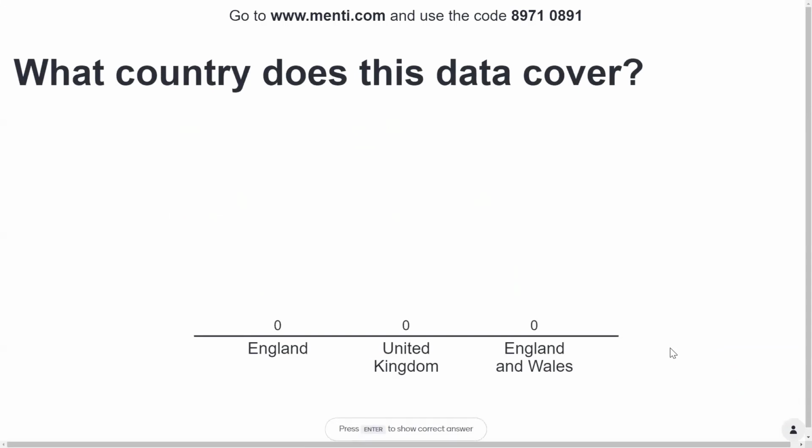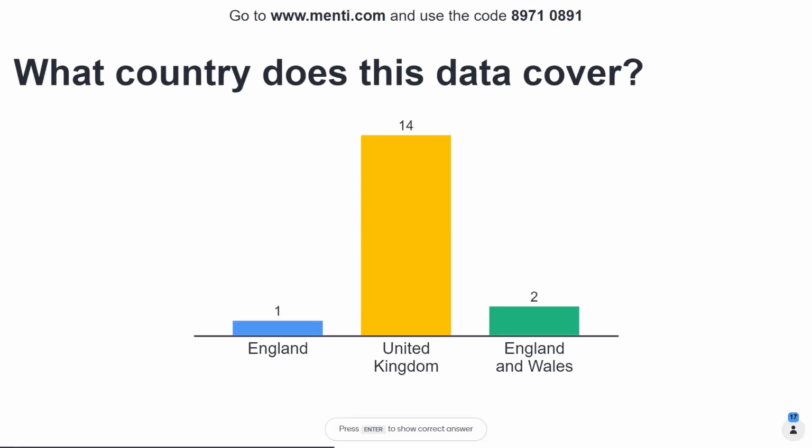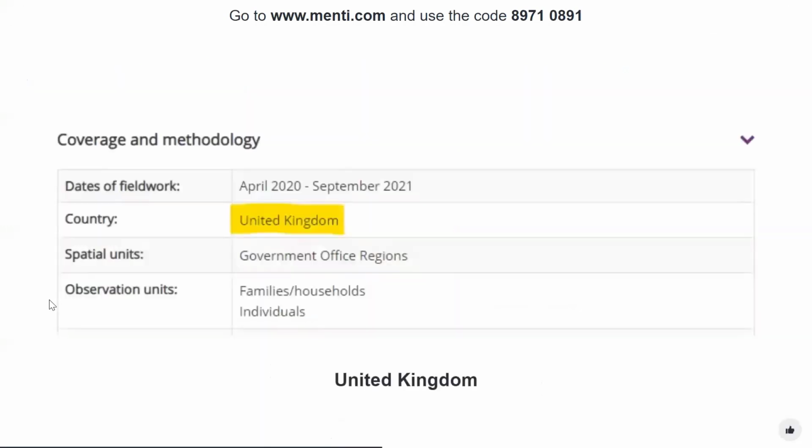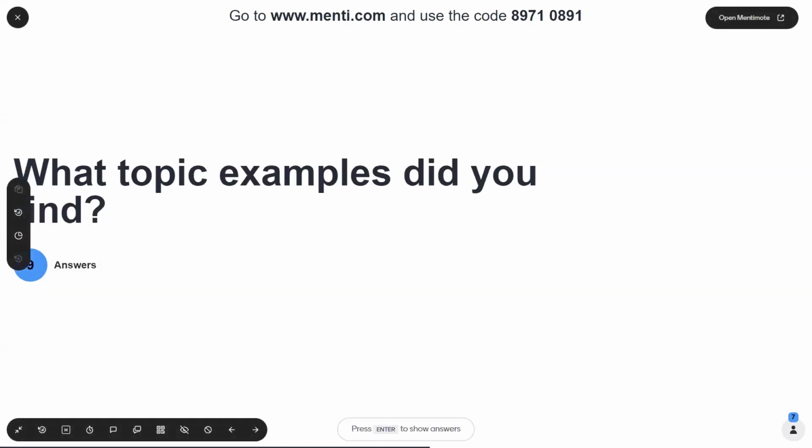Okay, so our next question is, what country does this data cover? Is it England, the United Kingdom, or England and Wales? The correct answer is the United Kingdom. And again, that's under the coverage and methodology section. You might have seen that on the last slide when I popped up the answer to the observation unit as well. So what topic examples did you find?